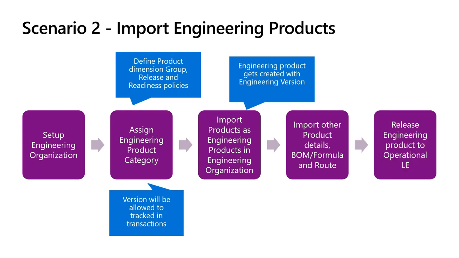Once all the product details are imported and the engineering product is ready with all the details, it will then be released to the operational legal entity to perform any sales, purchase, or inventory transactions. So this is what the high-level process looks like if you are implementing the engineering change management module as a new implementation, or if you're planning to bring products from other systems into Dynamics 365 SCM using engineering change management.